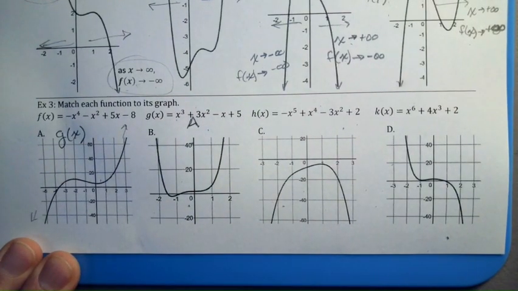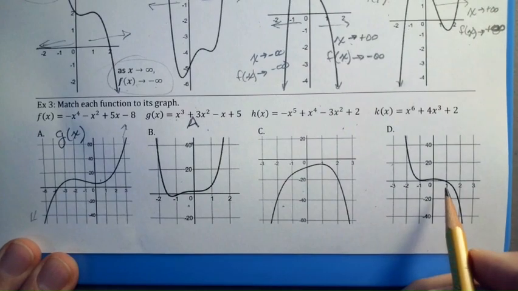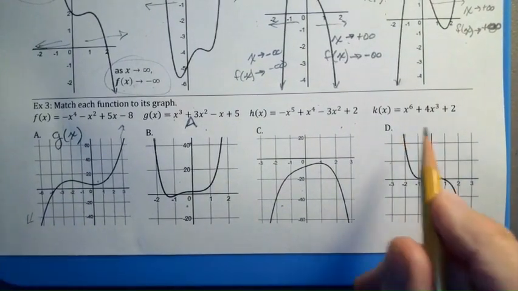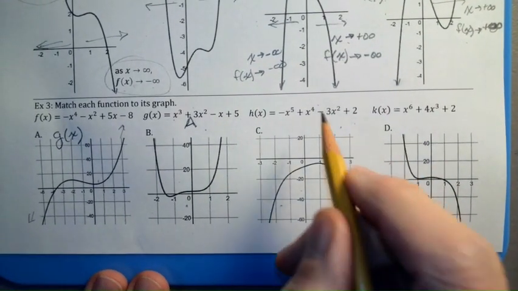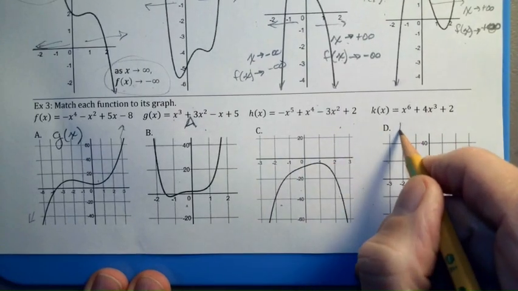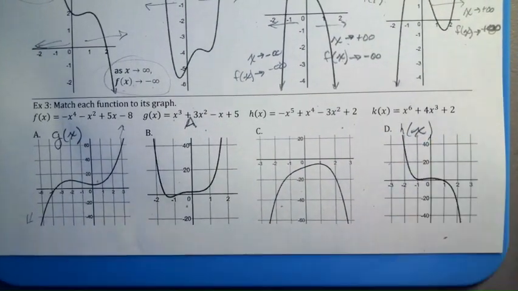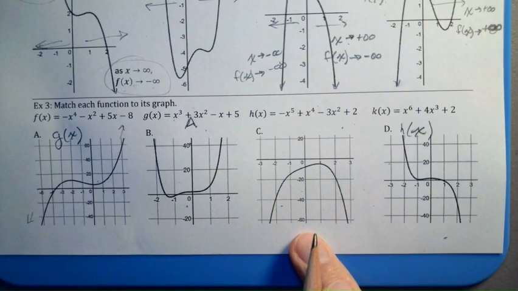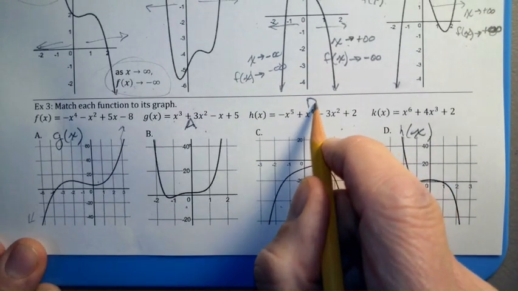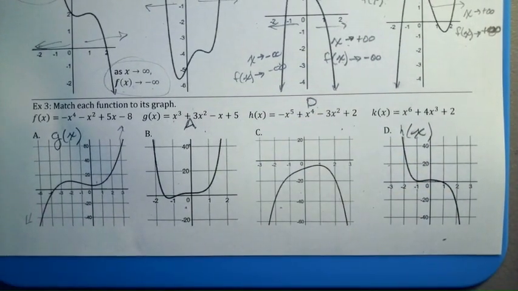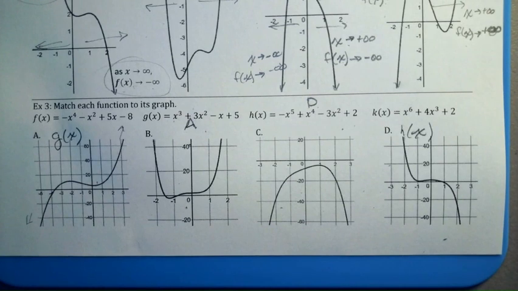Okay. And so let's look at the other one then. So this one, opposite direction, so it's got to be an odd degree. So that has to be h of x. H of x, or we could call this one d, however you want to do it. Okay. Now the next 2.